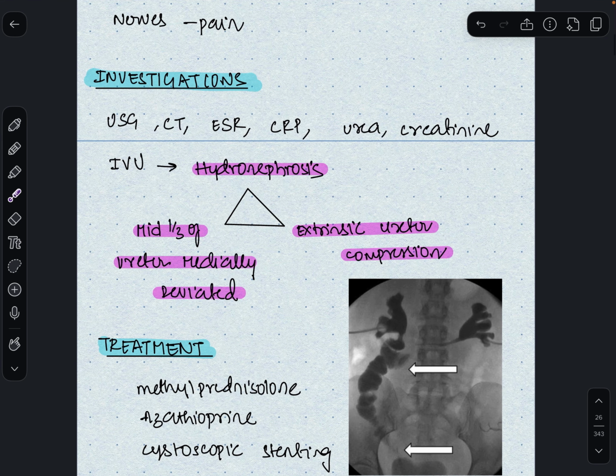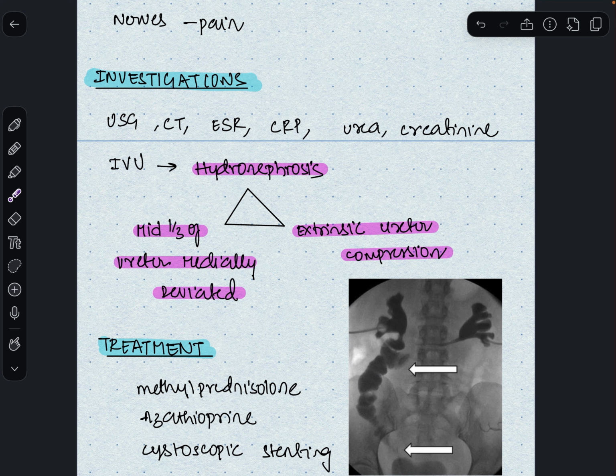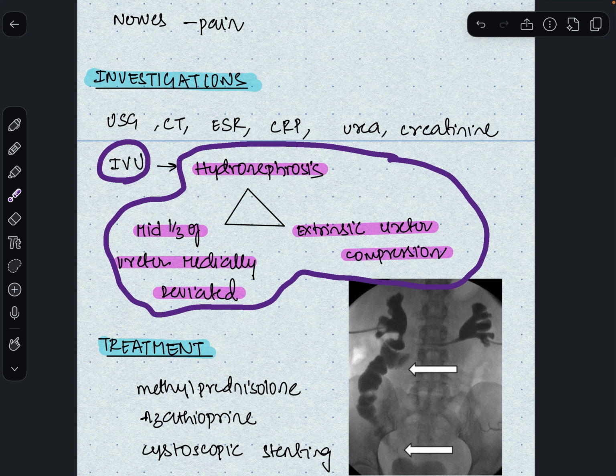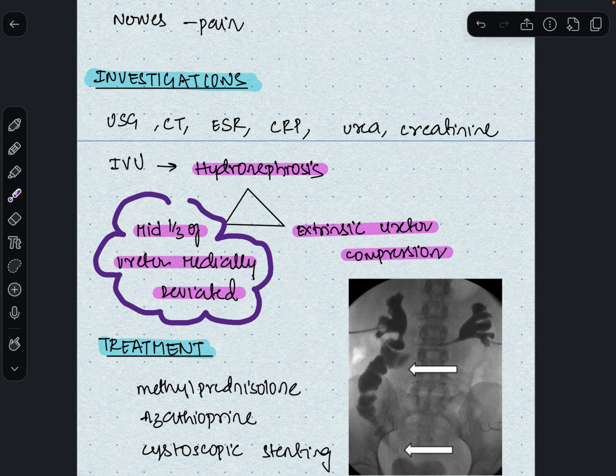So what will you do in the investigations? You can do USG, CT, and then ESR, CRP, urea, creatinine for the kidney function test, and then IVU. It's an important triad to remember in the IVU under retroperitoneal fibrosis. One, hydronephrosis, extrinsic ureteric compression because of the retroperitoneal fibrosis. So this retroperitoneal fibrosis will shift the middle 1/3 of the ureter medially, right?